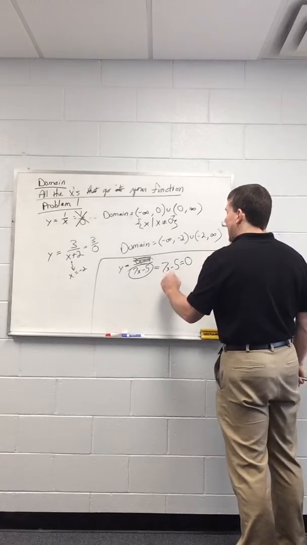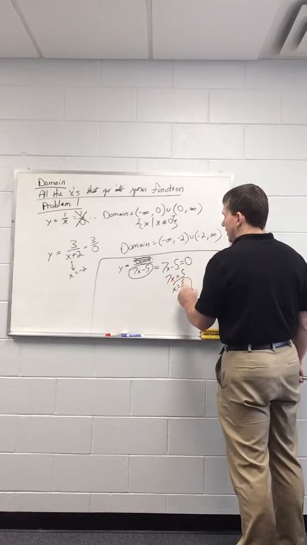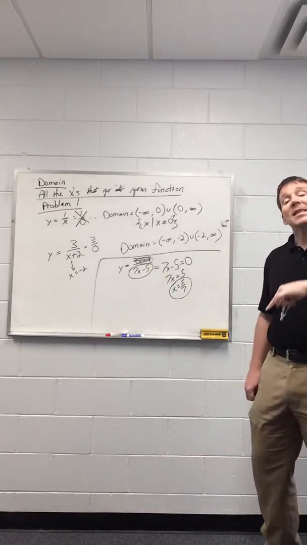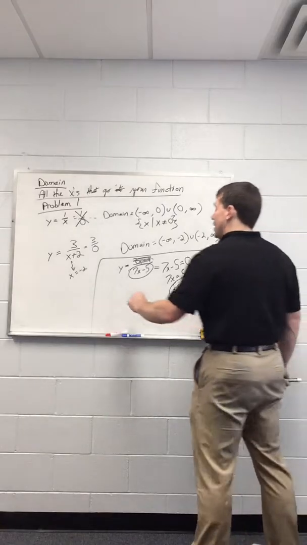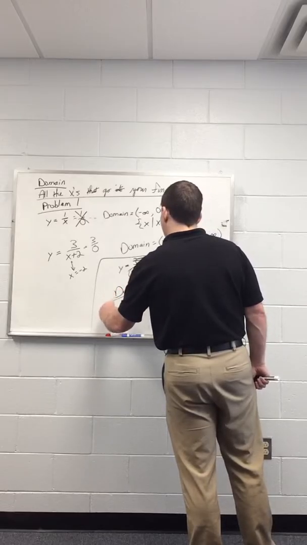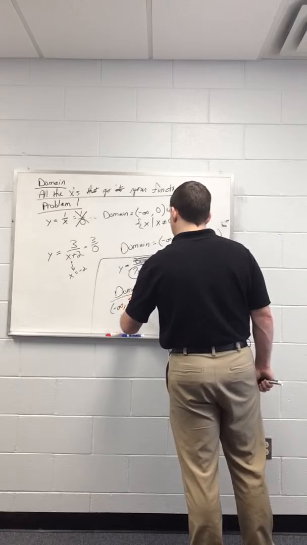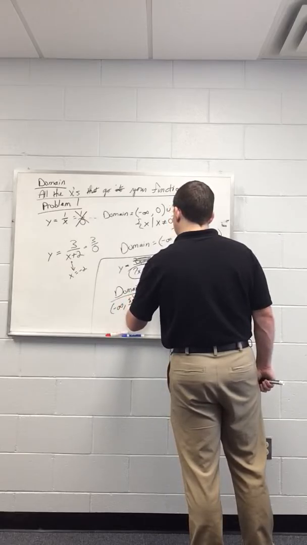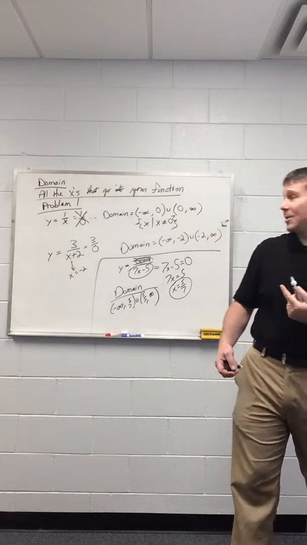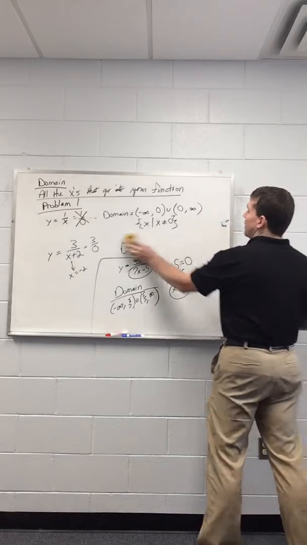In this case, add the 5, divide the 7. That's the x that will make the denominator 0, which means that's the x that causes the problem. So then for my domain, that's the x I don't include. So I'll go negative infinity to 5/7, union 5/7 to infinity. So all you really have to do is take your denominator, set it equal to 0, and solve. That's the first problem.